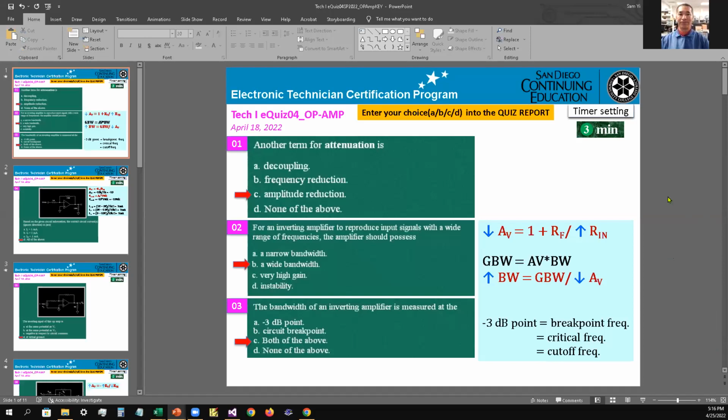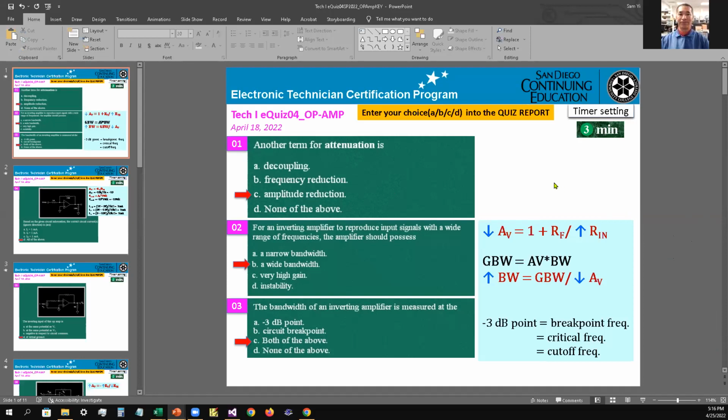Okay, so question number 1, another term for attenuation is another definition. It's a definition of the amplitude reduction. It's attenuation. The answer is C as in cat for number 1.